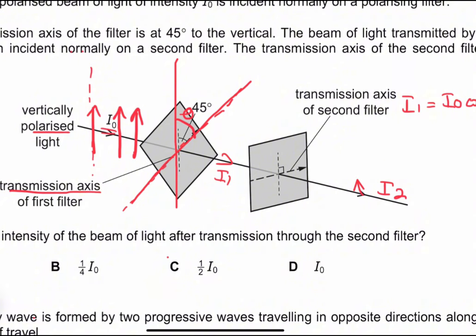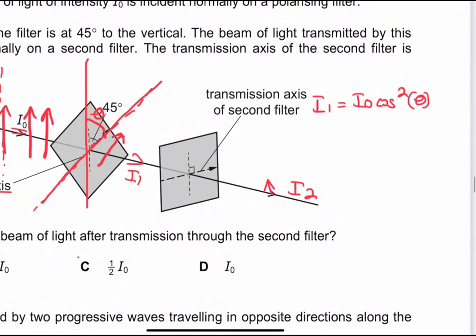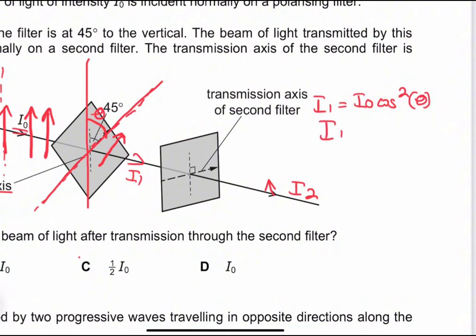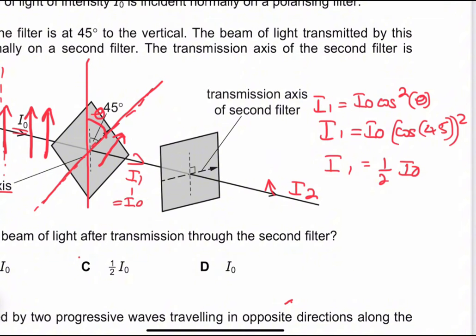So light is now going to be traveling in that direction as it gets out, right? So your theta is 45. We go here. We then say I1 is equivalent to I0 cos squared of 45, and cos squared of 45 is actually 1/2. So you get I1 to be 1/2 I0. Very important. But what happens when you go through the second filter?